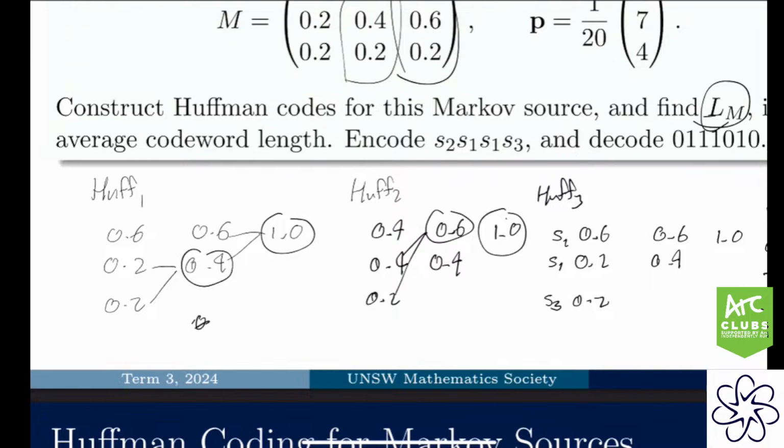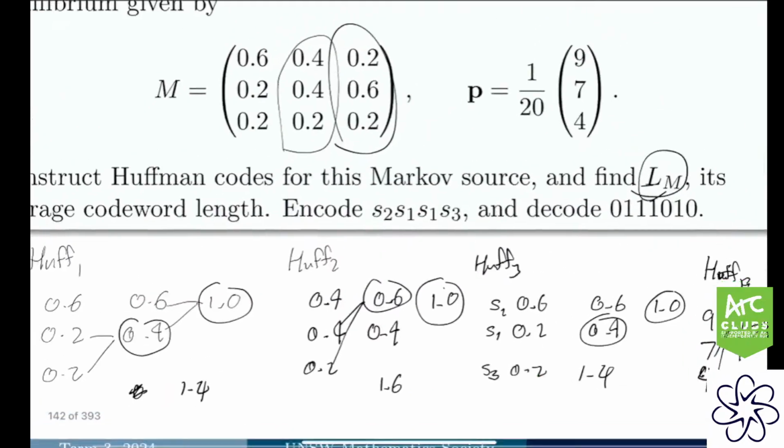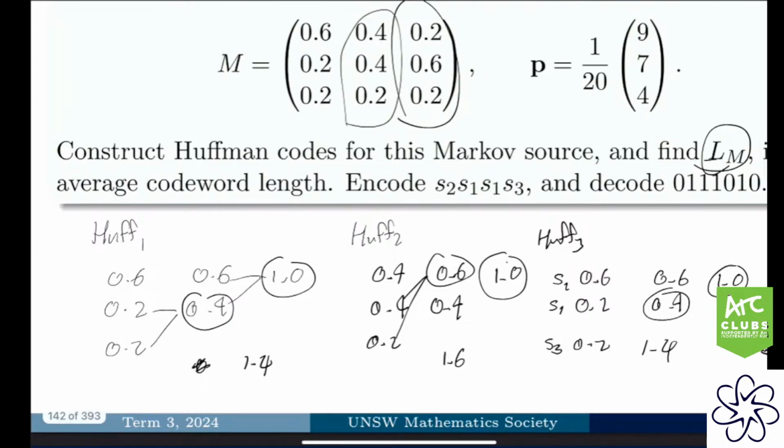So this would be 1.4. This would be 1.6. This is also going to be 1.4. And we weight them with the probabilities of our equilibrium. So the Markov length is going to be 9/20 times 1.4 plus 7/20 times 1.6 plus 4/20 times 1.4. All right, so that's the Markov length.